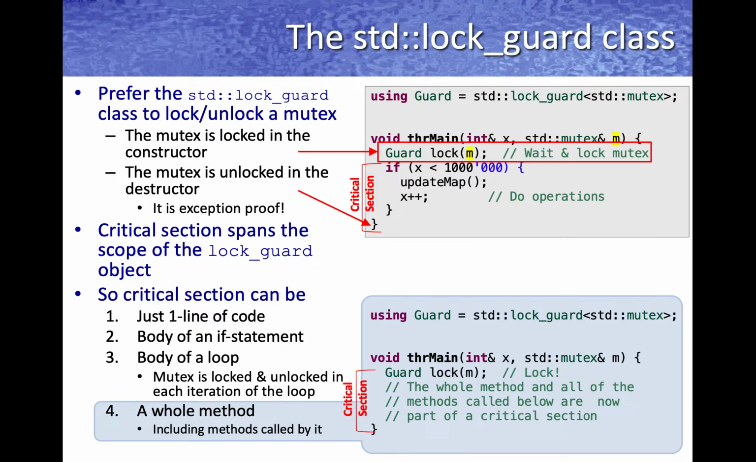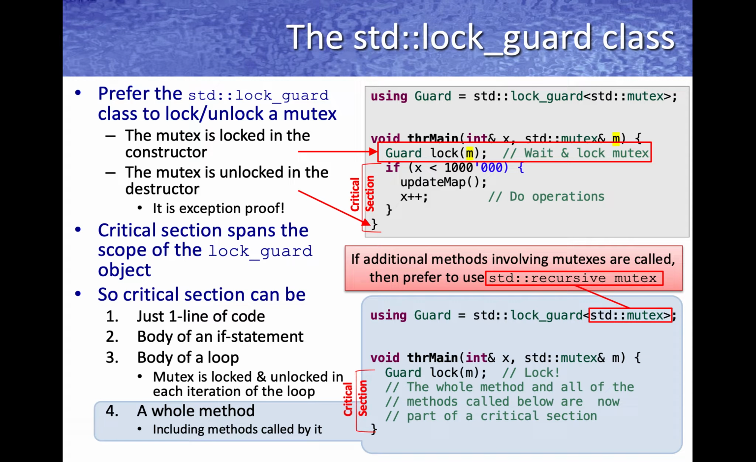Keep in mind here a whole method can be inside part of a critical section, though you should try and avoid it because we want to keep critical sections short and fast. But it is possible to have an entire method be a part of a critical section, and all of the methods that it calls, whatever methods thread main calls, will all be logically part of a critical section. Of course, if thread main is going to call other methods that are going to try and lock the same mutex, then it might be better to use a class called recursive mutex, so that each method can recursively lock and unlock the same mutex.